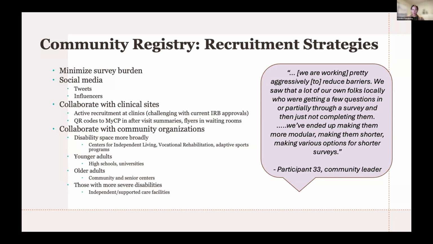This participant, who is a community leader, gave us a quote about the survey burden. "We are working pretty aggressively to reduce barriers. We saw that a lot on our own folks locally. We were getting a few questions in or partially through a survey and then just not completing them. We've ended up making them more modular, making them shorter, making various options for shorter surveys."